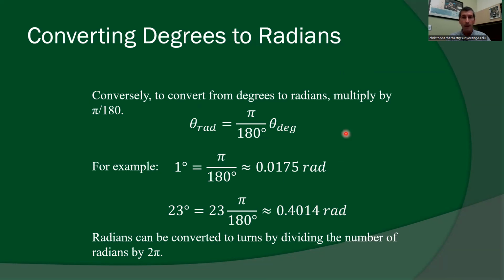Going the other way, of course, we can see that 1 degree would therefore be pi radians divided by 180. So that represents almost 2/100ths of a radian. 1 degree is almost 2/100ths of a radian. So for instance, if I wanted to turn 23 degrees into radians, I would get 0.4014 radians.